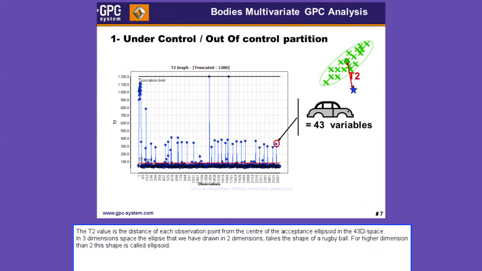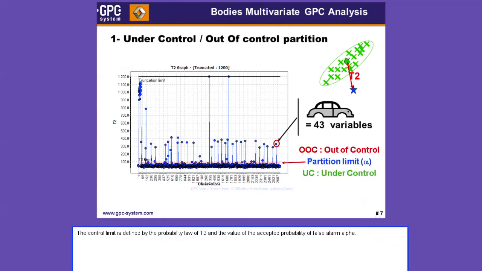The T2 value is the distance of each observation point from the center of the acceptance ellipsoid in the 43D space. In 3 dimensions, the ellipse that we have drawn in 2 dimensions takes the shape of a rugby ball. For higher dimension than 2, this shape is called ellipsoid. The control limit is defined by the probability law of T2, and the value of the accepted probability of false alarm, alpha.